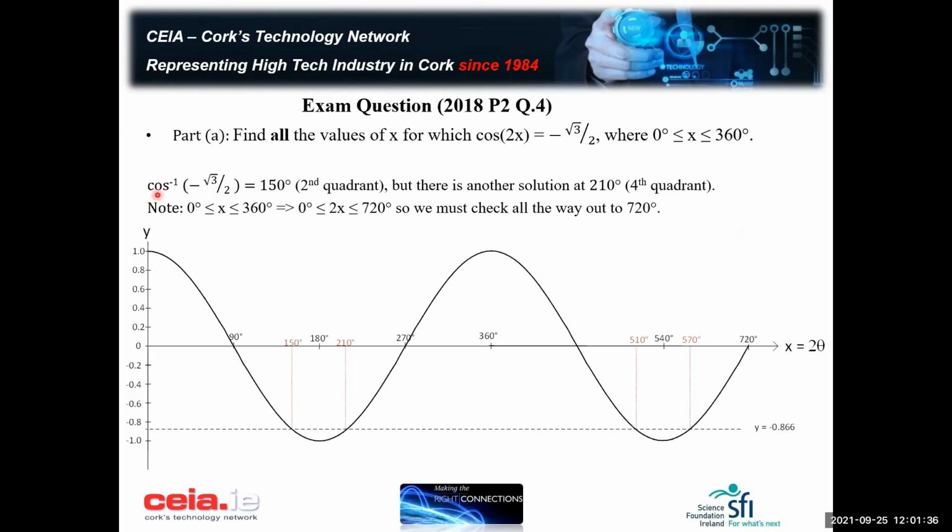Okay, so you can use your calculator if you like and see that the inverse cosine of minus root 3 over 2 is 150 degrees. But that's not the only solution. If you look at the unit circle, there's a second angle at 210 degrees, which has the same cosine.